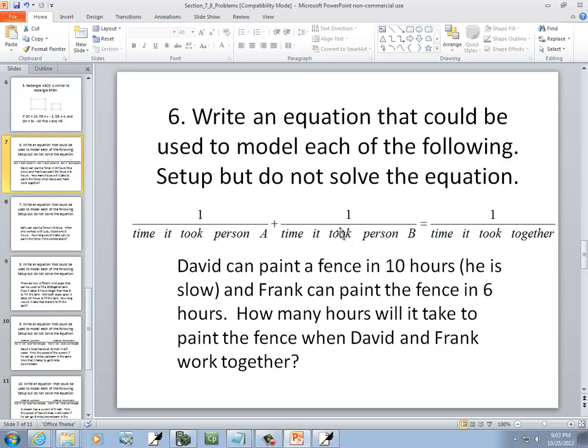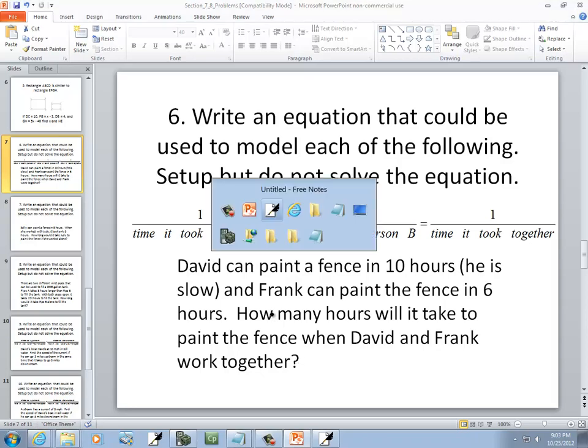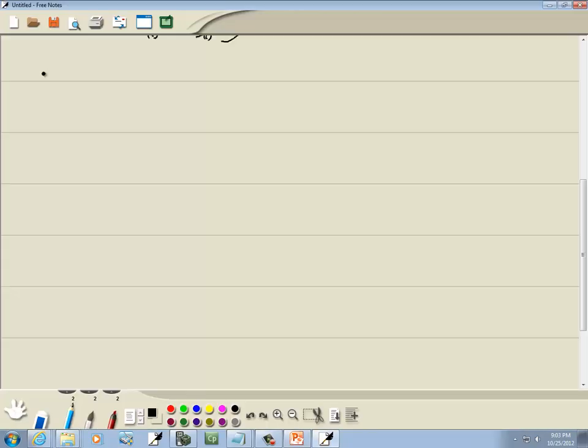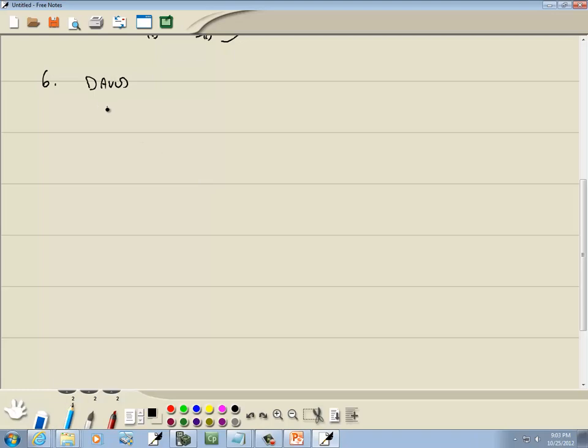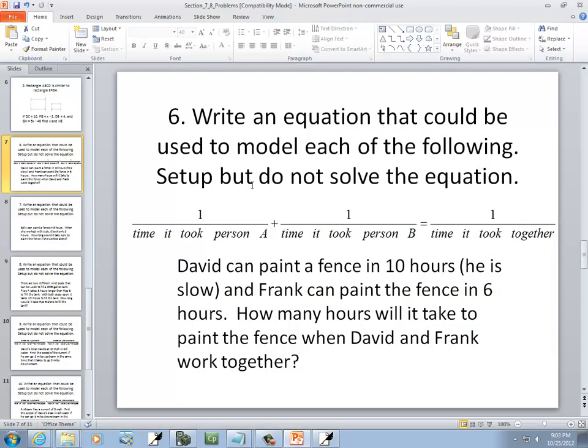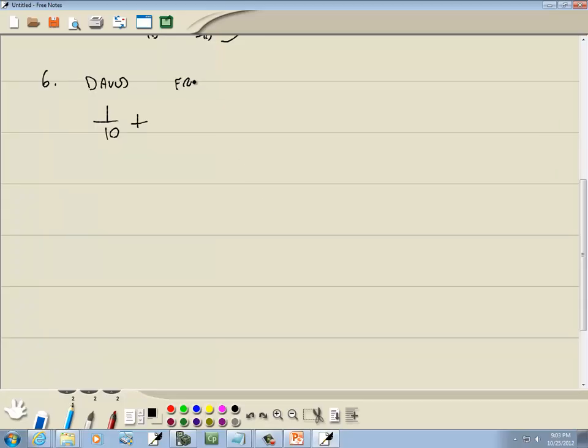So that's your setup. So it says David can paint a fence in 10 hours. He is slow. And Frank can paint the fence in 6 hours. How many hours will it take to paint the fence when David and Frank work together? Okay, so we got David first. David can paint it in 10 hours. So David would be 1 over 10. Frank can paint it in 6 hours. So for Frank, it'd be 1 over 6.